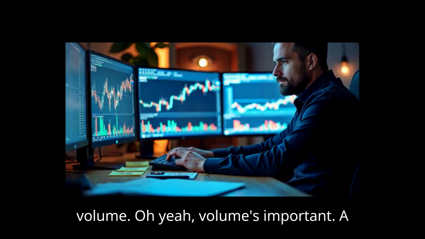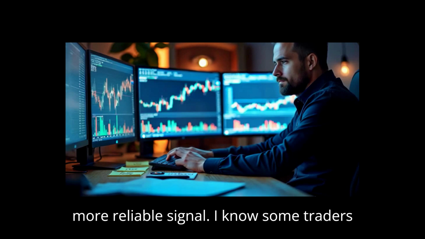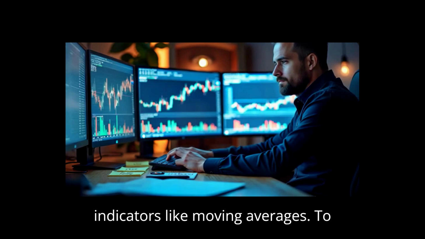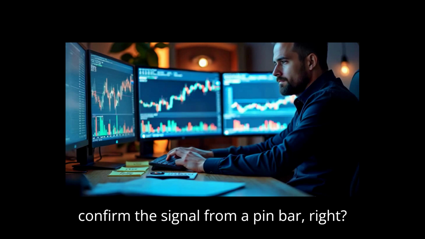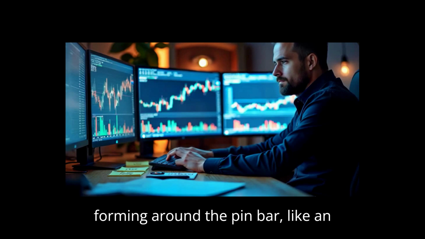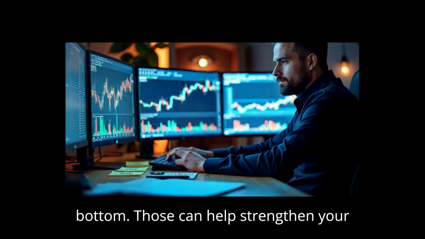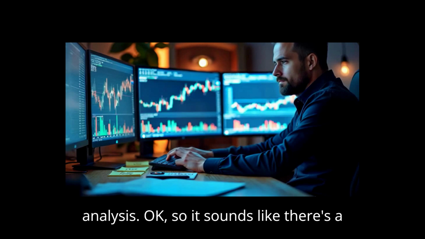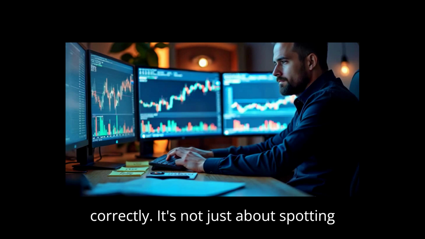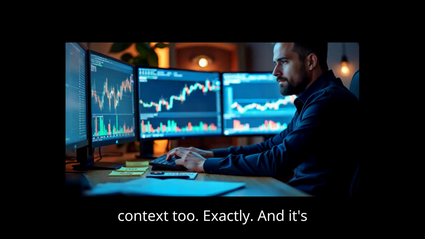Oh yeah, volume's important. A pin bar with strong volume is usually a more reliable signal. I know some traders also like to use other technical indicators like moving averages to confirm the signal from a pin bar. Right, and you can even look for other candlestick patterns that might be forming around the pin bar, like an engulfing pattern or a double top or bottom. Those can help strengthen your analysis. So it sounds like there's a lot that goes into interpreting a pin bar correctly. It's not just about spotting the shape. You have to understand the context too.